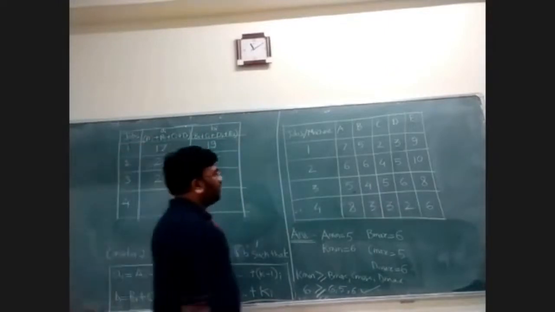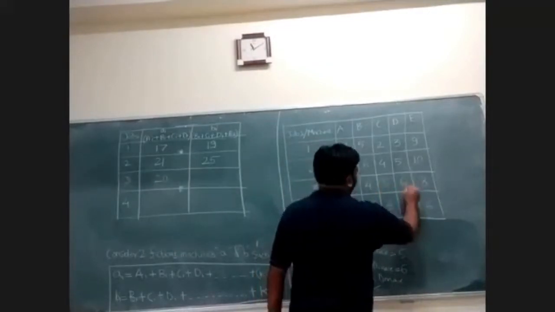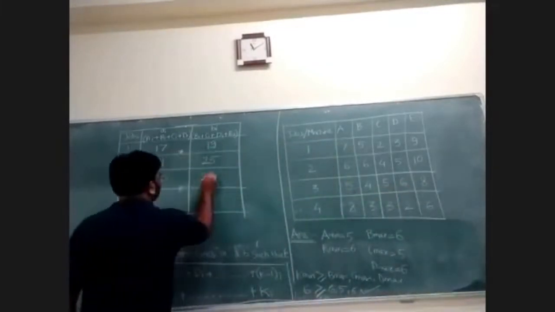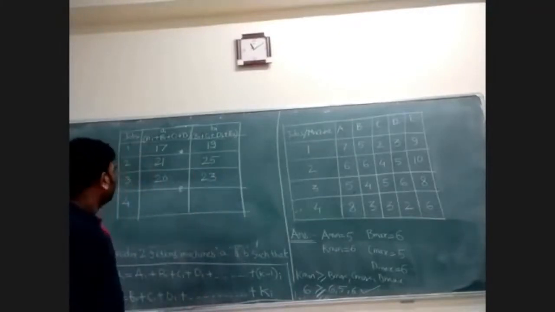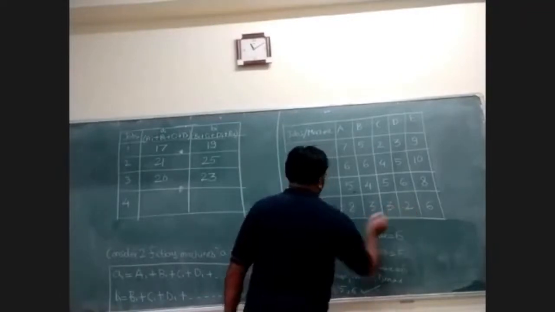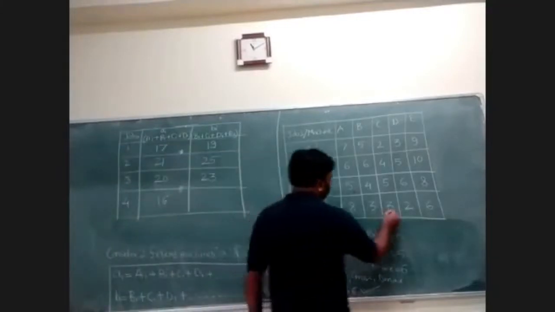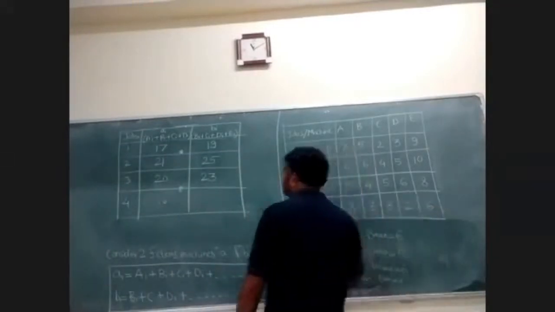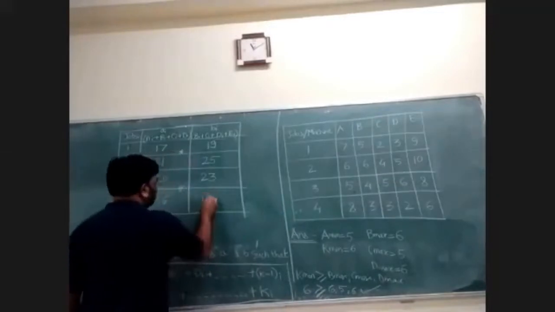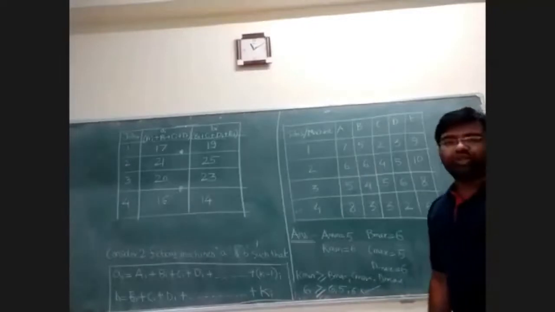And the next one is 4 plus 5 is 9, 9 plus 6 is 15, 15 plus 8 is 23. Next we have 8 plus 2 is 11, 11 plus 3 is 14, 14 plus 2 is 16. And we have 3 plus 2 is 6, plus 2 is 8, 8 plus 6 is 14. So we have these values of the processing time for our fictitious jobs, for fictitious machines A and B.